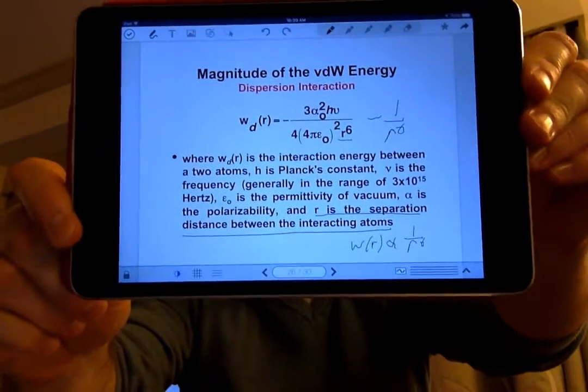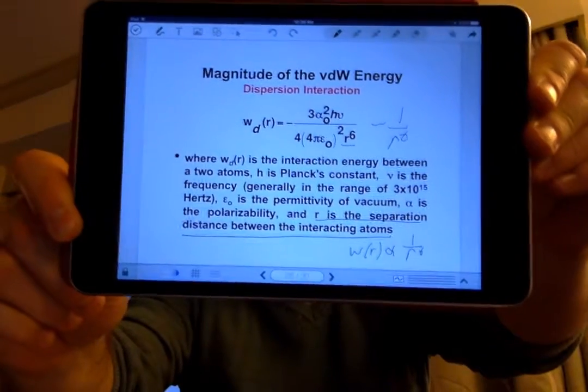So why don't you think about 1 over r to the 6th relationships, maybe try and put it in Excel so you can see exactly what that function looks like. Of course, there's a limit. As soon as we push those molecules too close together, they'll bang into each other and we'll get repulsive interactions as we saw in the Lennard-Jones potential. So think about this mathematical relationship because it's an important concept in these intermolecular interactions.